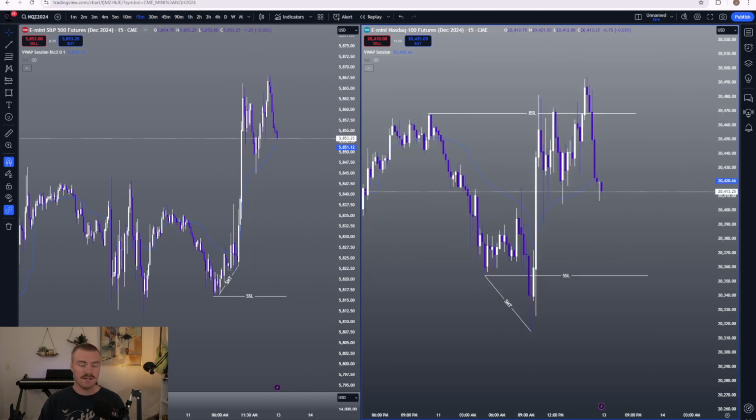Since I'm trading NQ, I'm now looking for a breaker block or a unicorn model to show me that this is truly a reversal, because SMT divergence by itself is not going to be enough. I need to see a little bit more.